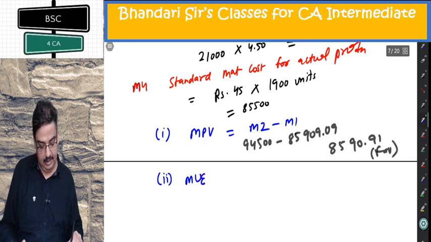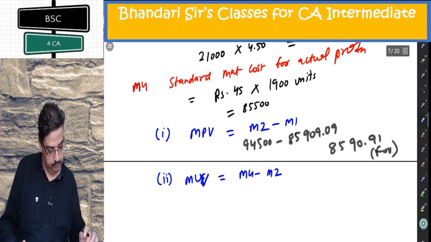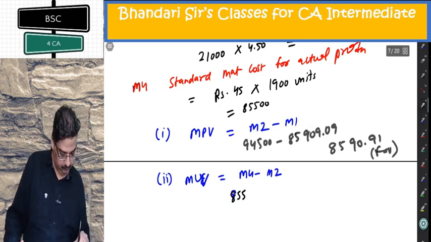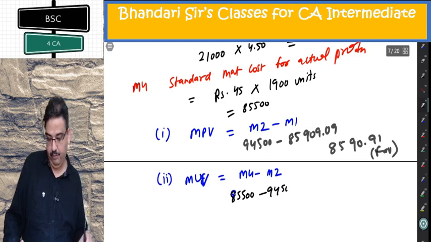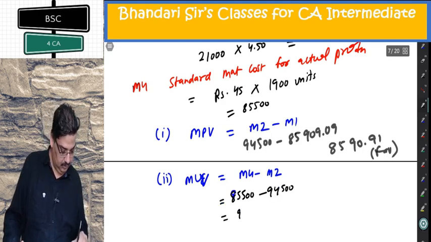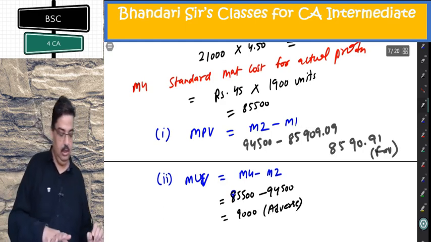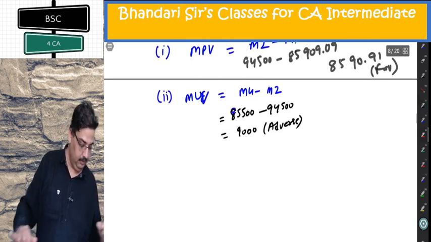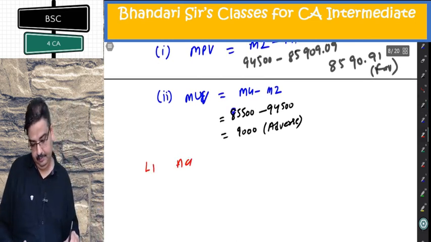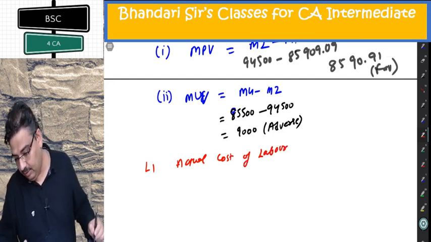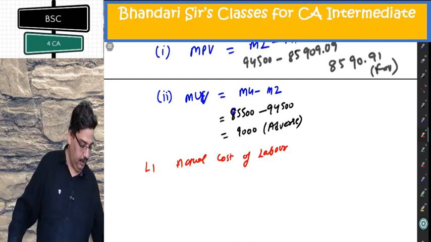Material usage variance M4 minus M2. 85,500 minus 94,500. 9,000 adverse. So first two parts I have done. Looking at labor again, middle level only. L1, actual cost of labor. It is given in question, 25750.